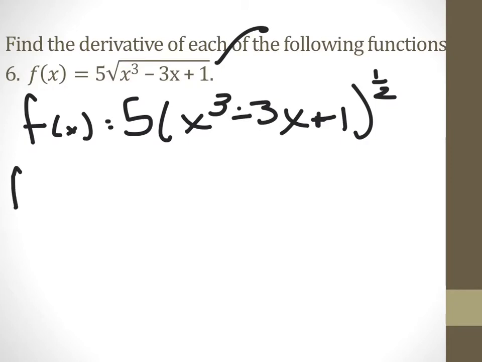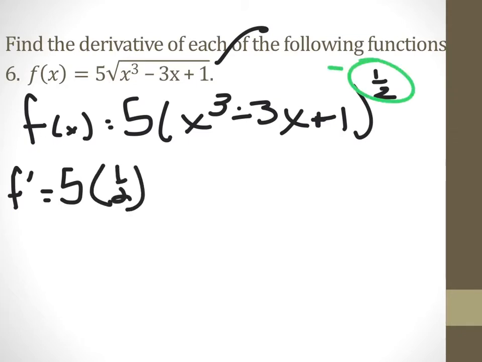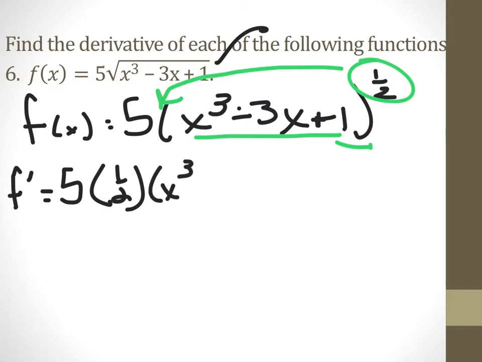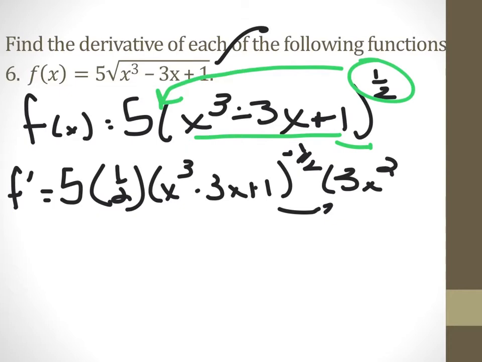Now when we take this derivative, f prime, the 5 comes along for the ride. The 1/2, the exponent for this function inside, comes down. We rewrite what's inside, then we're going to chain rule out. And so we rewrite what's inside, x cubed minus 3x plus 1. Subtract 1 from the exponent to get negative 1/2. And then chain rule out the derivative of what's inside. 3x squared minus 3. And then you're done.